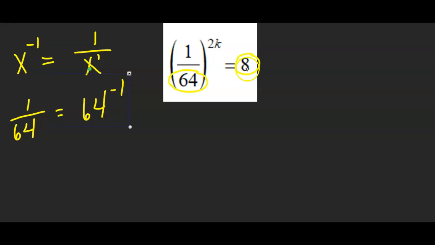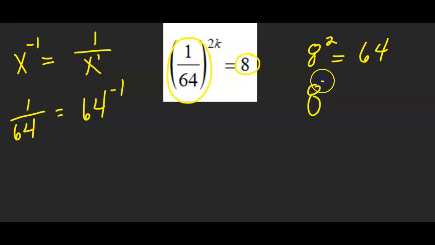So I know that if I raise 8 to the second power, I'm going to get 64. So I'm going to go ahead and use base 8. So if I do 8 to the second power, this is 64. Well, that's not what my base is, is it? My base is 1 over 64. So instead of making it to the positive 2 power, we're going to make it to the negative 2 power.